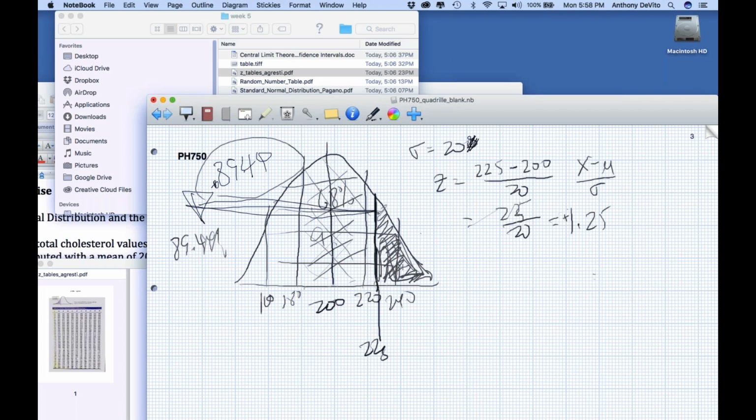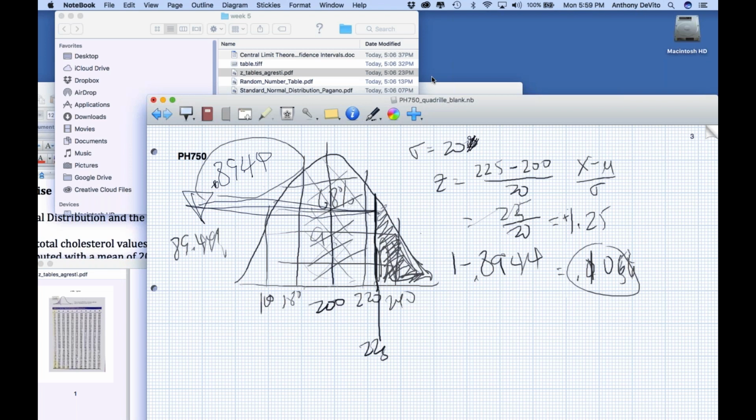So what does that leave for the percentage of people, the probability of selecting someone that's greater than 225? It's going to be 1 minus that, right? 1 minus 0.8944, which is going to be equal to 0.1056. Sound right? I think that's right. Right, about 10.5%. Okay, so that's going to be our probability.